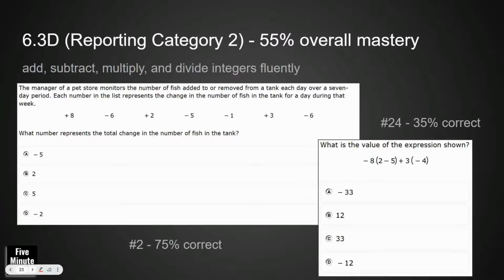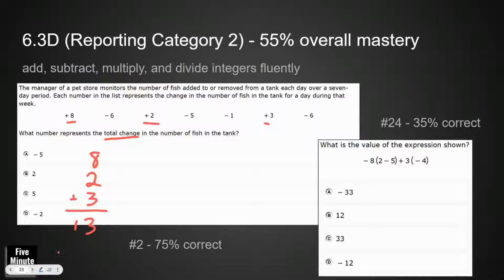Next, 6.3D, where we are using all four operations: add, subtract, multiply, and divide. As you can tell, we had little problem with number 2. We need to take each number here and basically find the total. So we're just adding. One method to do this is to add the positives: 2, 8, and 3. Okay, so that's going to be 10, 13.